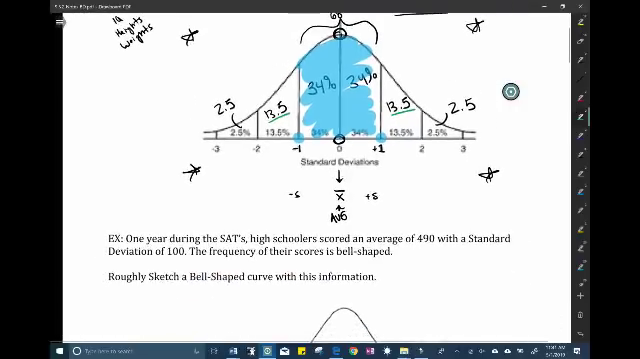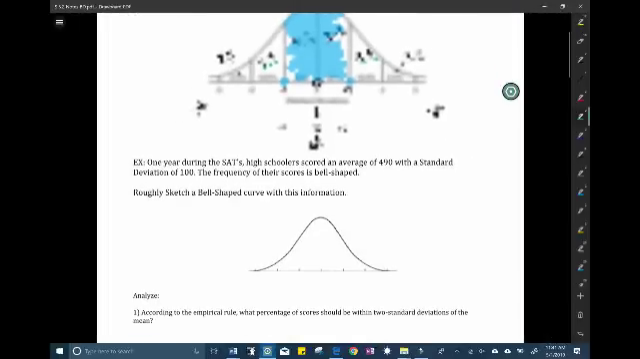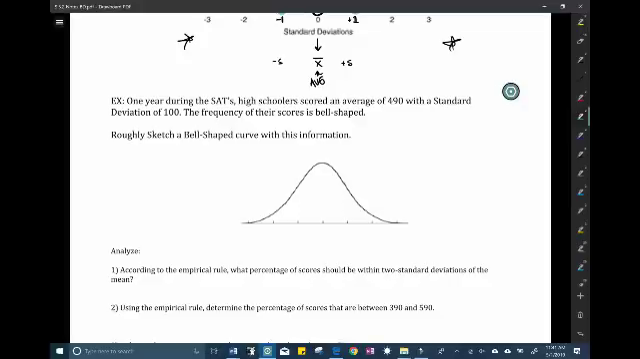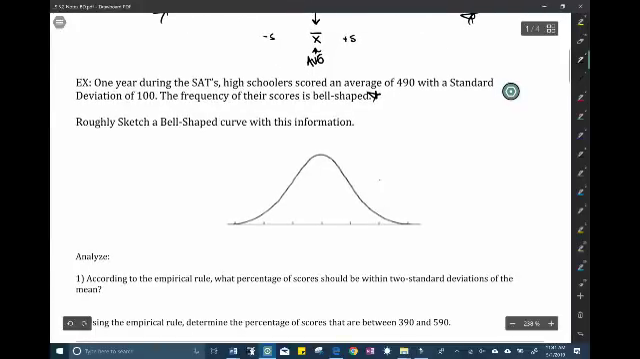Okay, SATs and scores like that are typically bell-shaped. This example problem here. One year during the SATs, high schoolers scored an average of 490 with a standard deviation of 100. The frequency of their scores is bell-shaped. That must be told to you. Roughly sketch a bell-shaped curve with this information. So the first thing we can label is the average of 490. We know that number is right in the middle. That's our average.